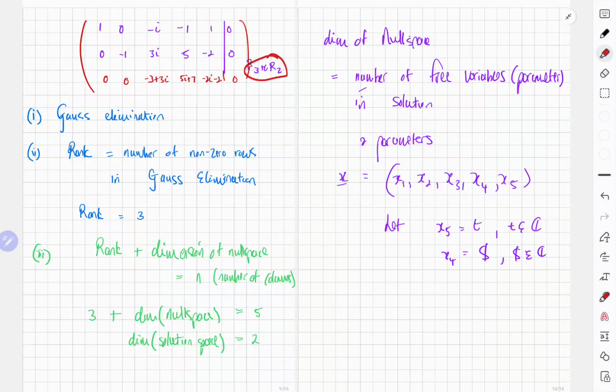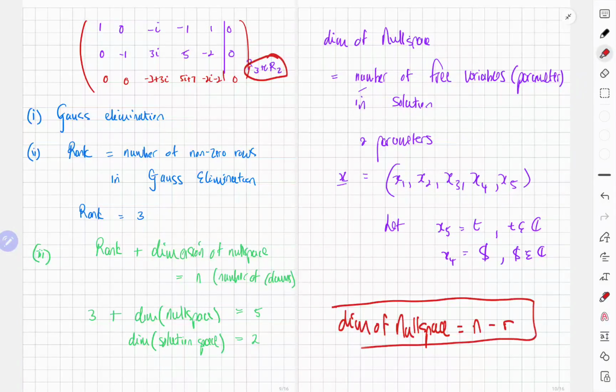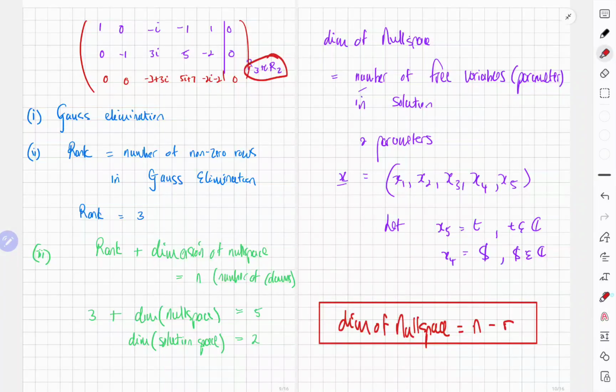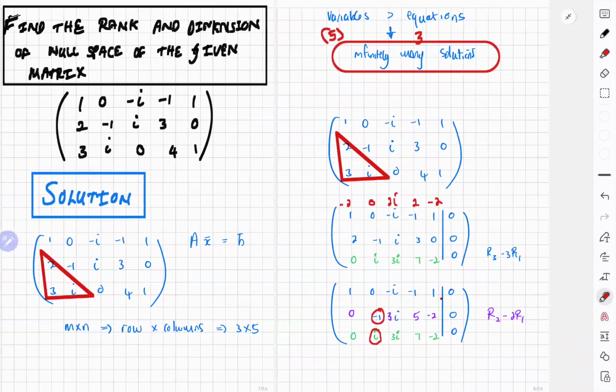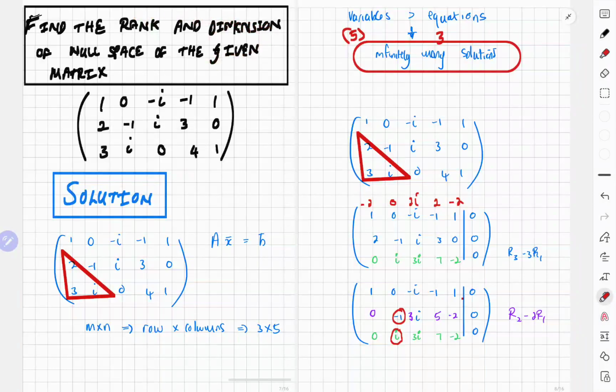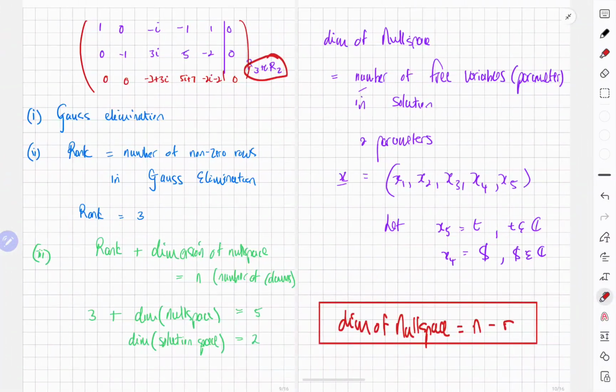So we can also, just recall, say the dimension of my null space is n, the number of columns, minus r, the rank. Very important. So that means I have 2 parameters. So I have done this in a video before, so I'm not going to do it in this example, since they have just asked us to find the rank and the dimension of the null space. They didn't specifically ask to find the null space.